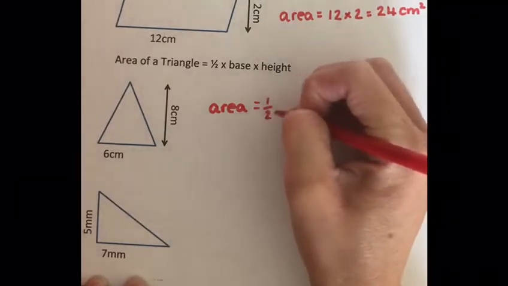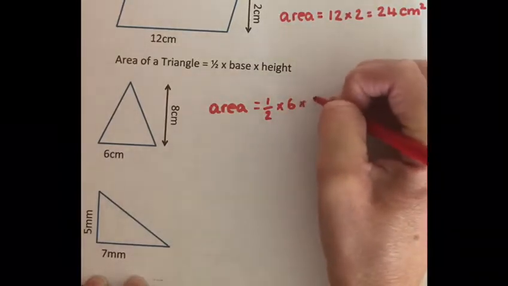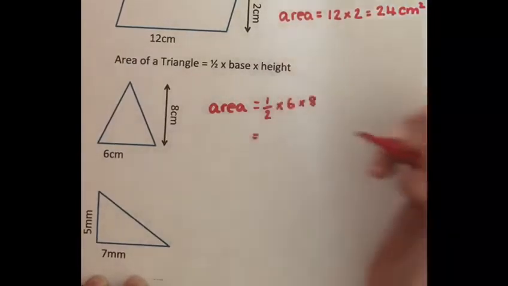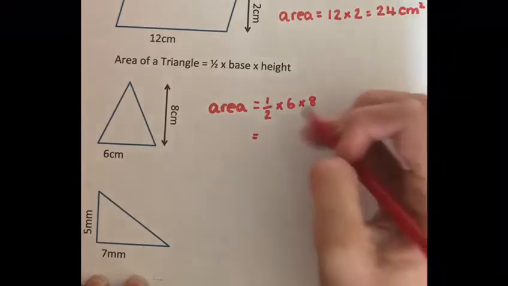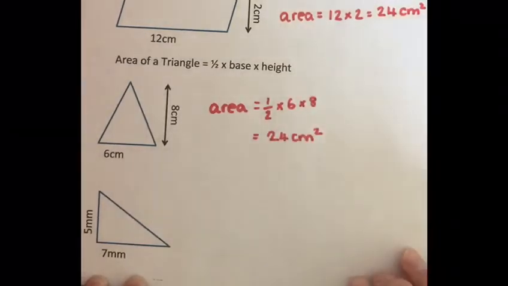So I will work out half of my base, which is 6, and multiply it by the height, which is 8. Half of 6 is 3, times by 8 is 24 centimetres squared.